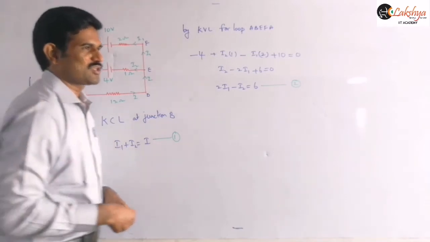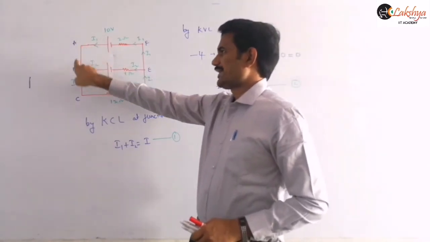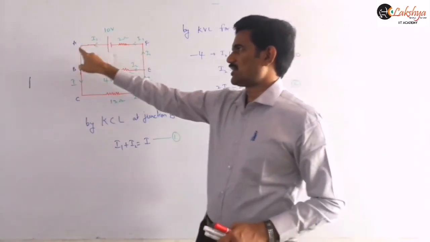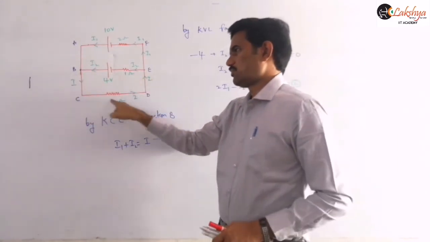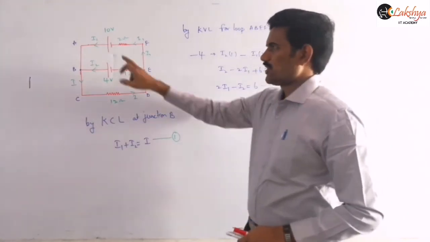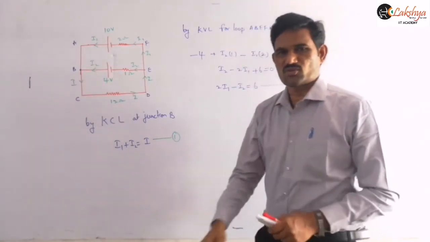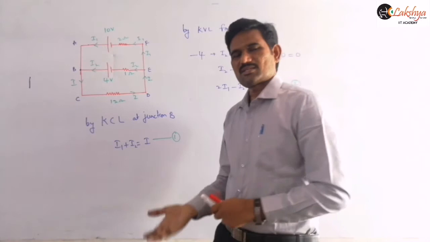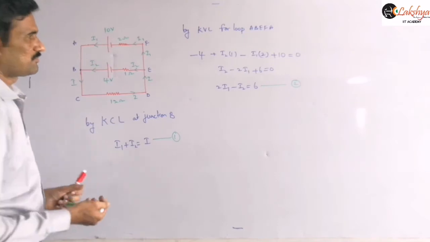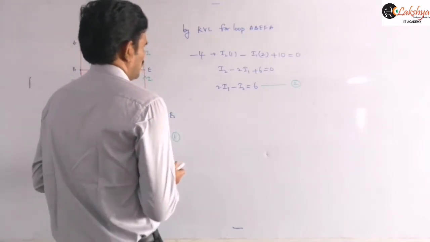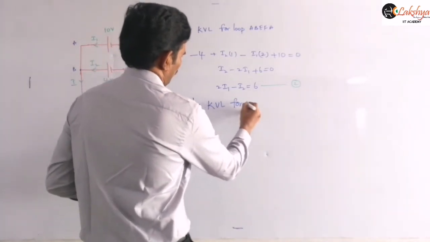For that one more relation, you may take either this outer loop like A, C, D, E, F, or you may consider this loop B, C, D, E, B. That is again your choice, right? You may consider this first cell and the resistance, or you may consider the second cell and the resistance. That is also your choice. By taking any loop, you will get the same answer only. Suppose I am taking this. So I am taking this by KVL for loop.